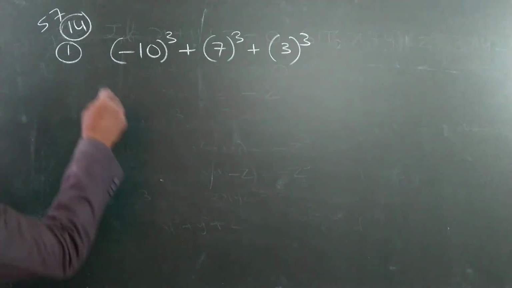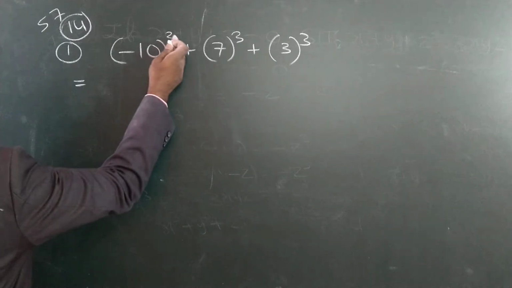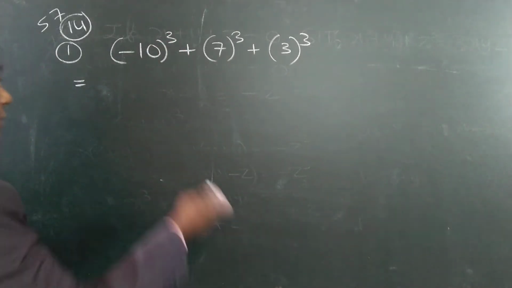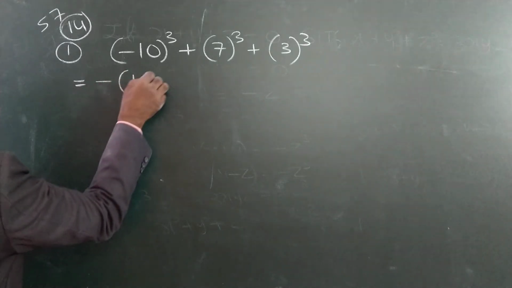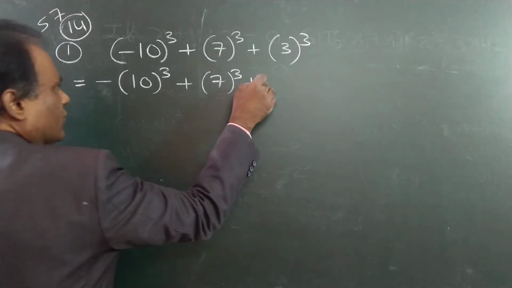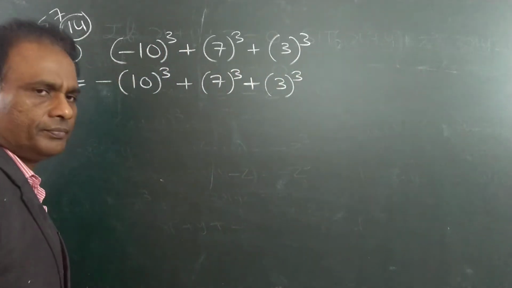So how am I solving? First step, I will remove this minus inside. Minus whole cube is minus 3 times: minus into minus is plus, plus into minus is minus. Minus I am writing outside. First step, only the minus I wrote outside, that's all.